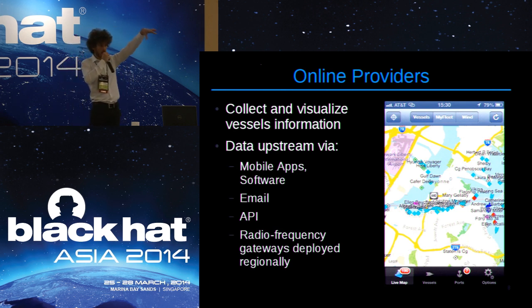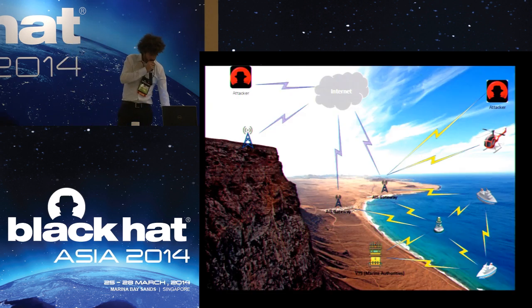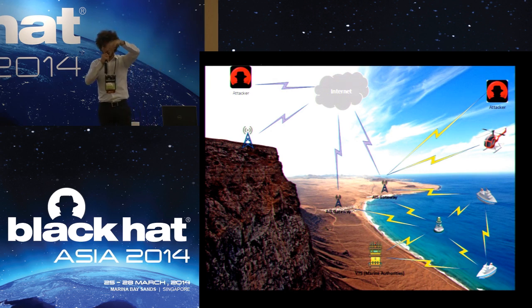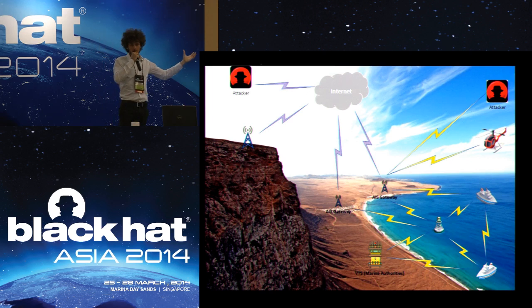So there are these gateways that are like towers, like in the example I showed you before. Like this one. There are these towers that are deployed regionally on the coast, and they basically listen for radio frequency data and upstream it to the cloud.